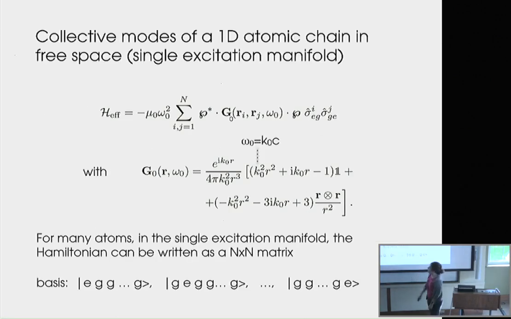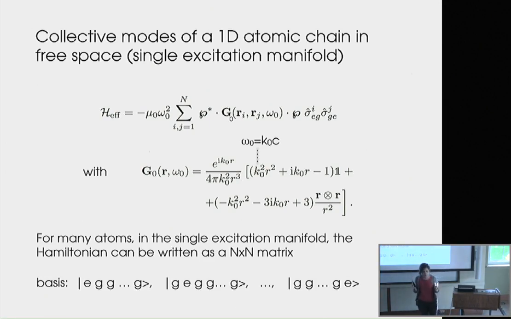Okay, so now let's apply this to the case of a chain of atoms in free space. The Hamiltonian now looks very similar to what was before, but now the Green's function is that of free space. You can find it in any electromagnetism book, and it's trivial. It looks like this. So I'm going to tell you about optical properties, which means I can look only at the single-excitation manifold and diagonalize this matrix. So I'm going to have N atoms, and I'm going to build an N by N matrix. The basis is just where one atom is excited and all the others are in the ground state, in the first, the second, etc.